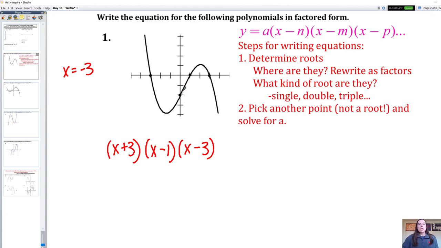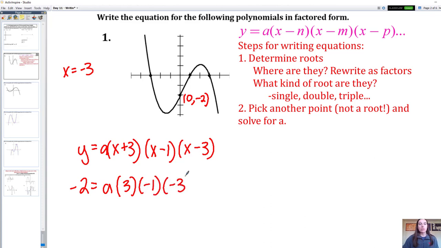Then some other point that I have. I notice that I have this point 0, -2. And so I'm going to use that for my x and y. Anywhere I see x, I'm going to put 0. Anywhere I see y, I'm going to put -2. And I'm going to be able to solve for a. So -2 equals a times 0 plus 3 is 3. 0 minus 1 is -1. And 0 minus 3 is -3.